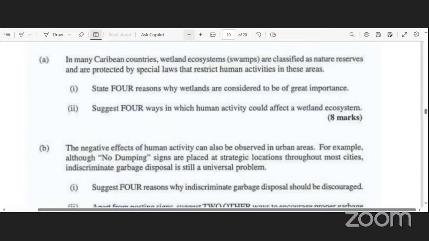So pollution with human waste and animal waste. Like sewage, because you know that some companies filter their sewage into the mangroves, right? And this can definitely destroy the mangroves. All right. Moving on to the next question.